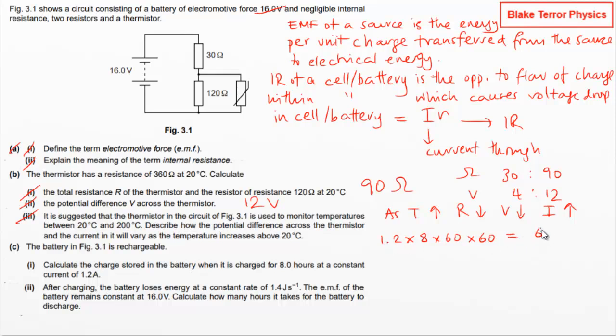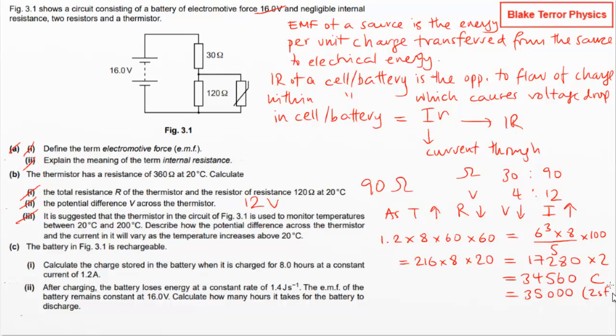So that is going to be equal to 6 cubed, multiplied by 8, divided by 5, multiplied by 100. So that is 216 multiplied by 8 multiplied by 20, so what's 8 216s? That's going to be 1728. Put a 0 on and then double it. So that's 34560 coulombs. So 35000 to two significant figures.